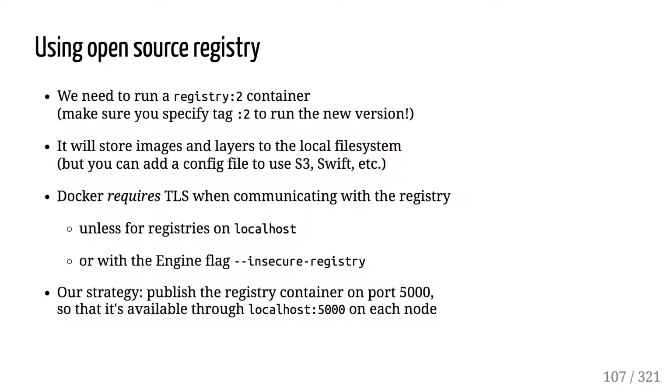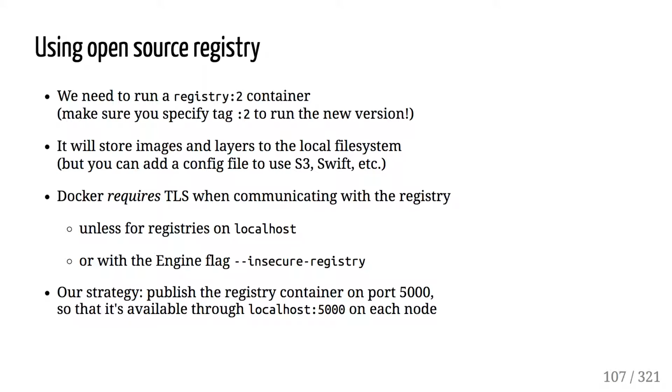By default, the registry will store images on the local file system. But if you want, you can provide a config file and you can defer the blob storage to S3 or Swift or the Google Cloud Object Store, etc., etc.